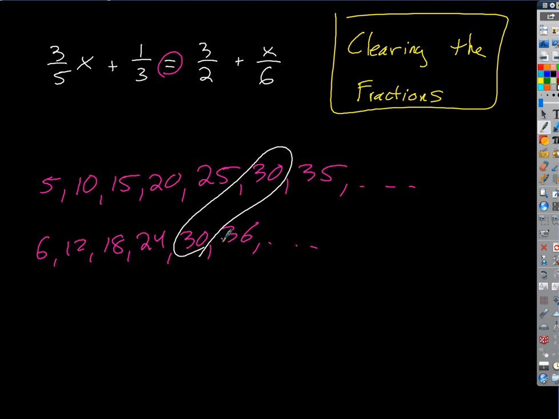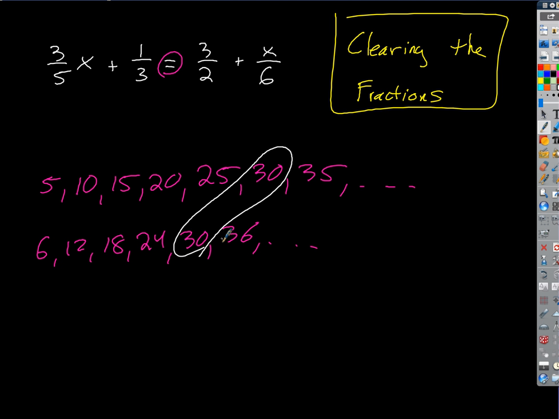Okay, so 30 is the least common multiple of all the denominators, and it's a special one because it's the least common multiple. What does it mean in math when we say least? Smallest. Yeah, it's the smallest common multiple.